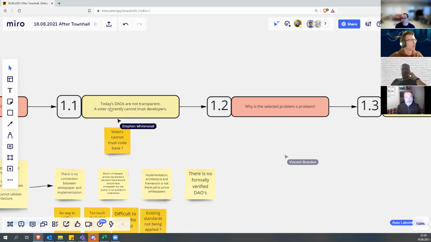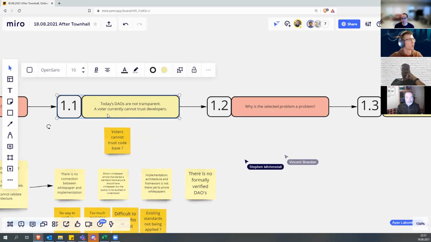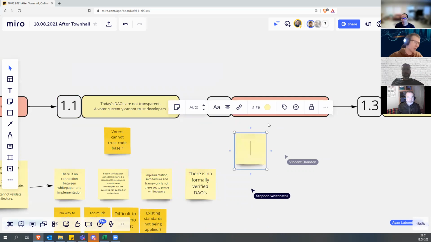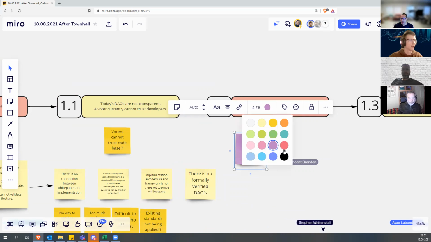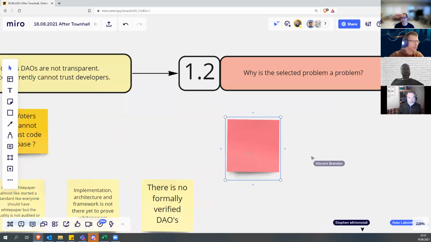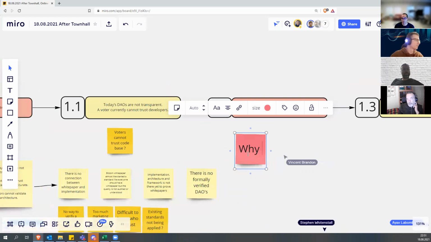And you actually did two points here. So why is it a problem that voters cannot trust developers? It might be obvious, but the answer might be insightful if you change it into a problem statement. Why is the selected problem a problem? That's a good question. Why is it a problem that DAOs aren't transparent?